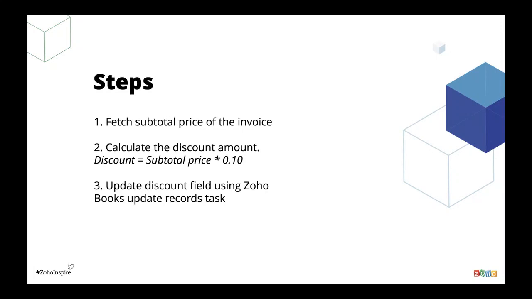The next step is to update the discount field with the calculated discount amount. For that, we're going to make use of an integration task, which is the Zoho Books Update Records task. So if you notice, we are using an integration task to update a record. An integration task doesn't just serve the purpose of communicating between 2 services, but you can also use an integration task as an in-house data access tool to perform basic operations that deal with data. So let's check how this can be done.